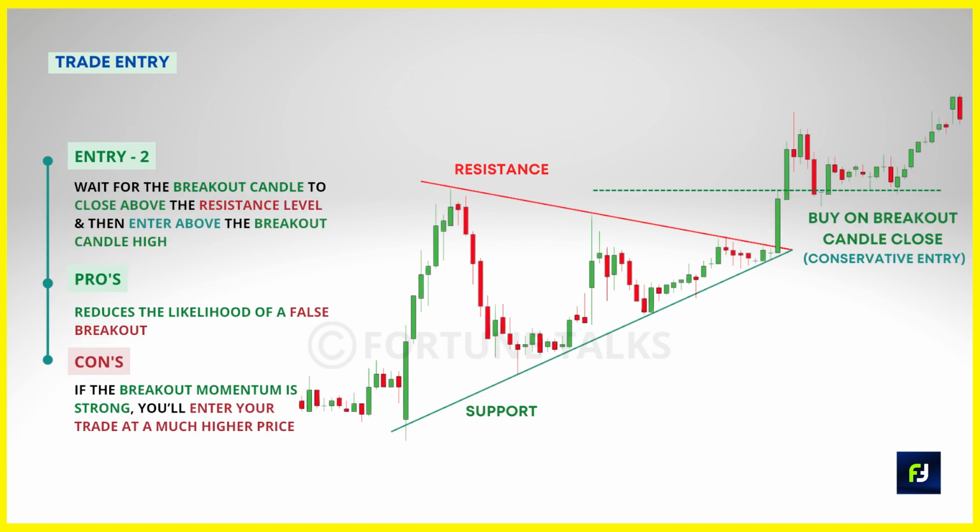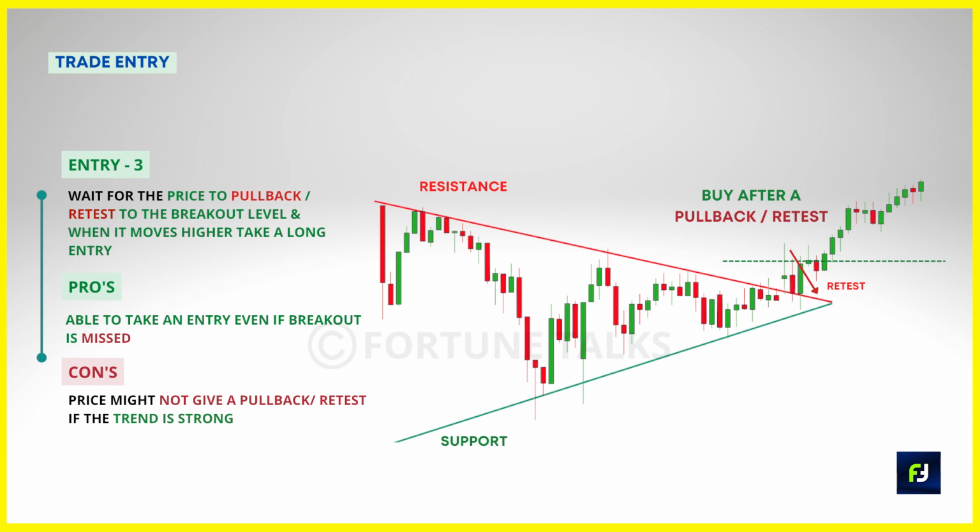The second method is similar to the previous approach. The only difference is that you wait for the price to break and close above the descending trendline resistance. You can enter long above the breakout candle highs once the candle closes. This method reduces the likelihood of a false breakout, but if the price momentum is strong, then you will probably be entering at a much higher price. Now, if you have missed both these entries, then you can even enter the market as the price pulls back or retests the resistance line of the pattern. This method can help you enter a trade even if you miss the breakout move.